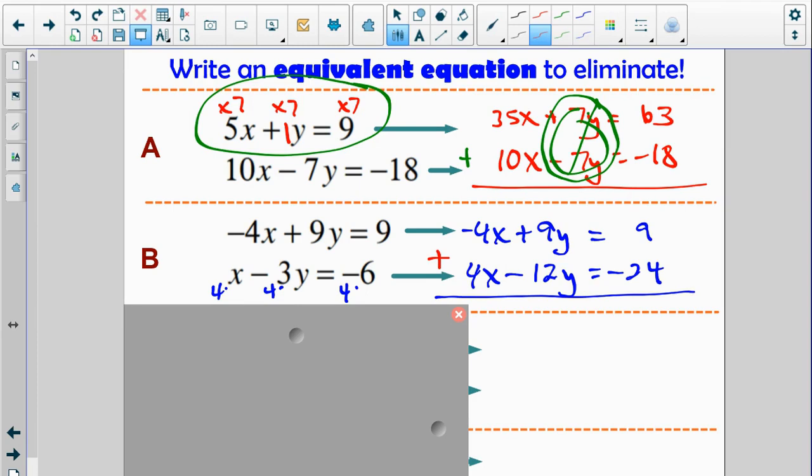And now when I add my two equations together, I have negative 4x plus 4x, which adds up to 0. There's my elimination that happened. It wouldn't have happened the way it was originally written over here because I didn't have opposite coefficients. If I go back to my revised equations, I can continue solving. 9y plus negative 12y would be negative 3y. And 9 minus 24 is negative 15. So then we divide by negative 3 on each side, and we get y equals 5.